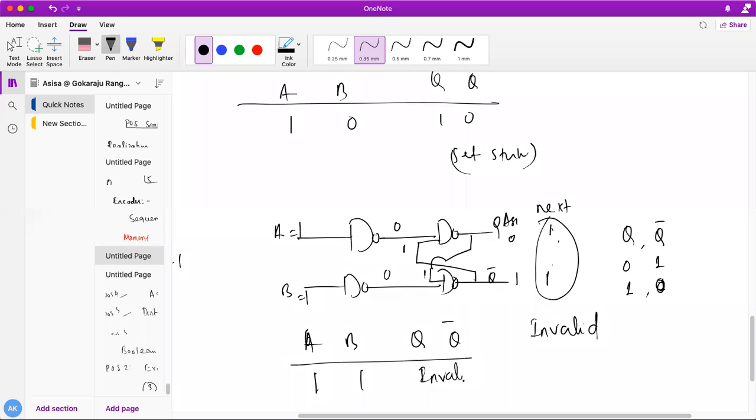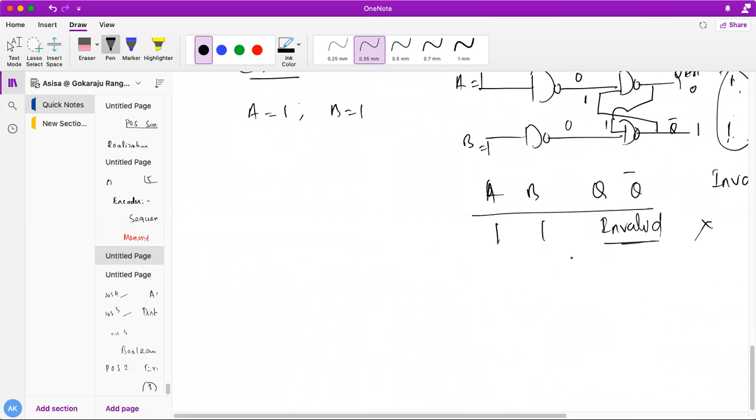So invalid output, which is actually not valid. Okay, I'm getting 1, 1. Not every time. Q and Q bar should not be equal. If it is 0, it should be 1. If it is 1, it should be 0. So obviously I'll be getting the wrong thing here. Okay, do you all understand, students? So these are the 4 things we have achieved.